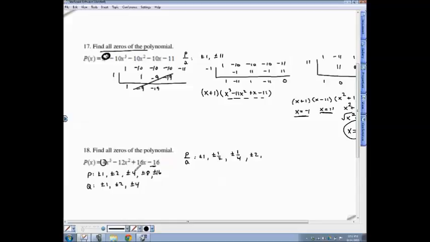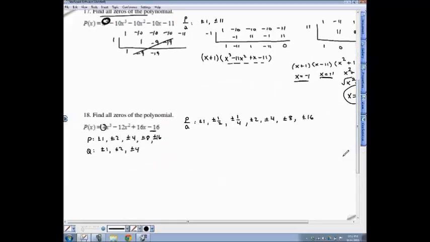Okay, we move to the next value of p, which is 4. 4 divided by 1 is 4. 4 divided by 2 is 2. We already have that one there. And 4 divided by 4 is 1. We have that one right there. Okay, 8 divided by 1 is 8. 8 divided by 2 is just 4. And 8 divided by 4 is 2. So we have those. 16 divided by 1, 16. 16 over 2 we already have as 8, and 16 over 4 we already have as 4. So that's the list of possible rational zeros.